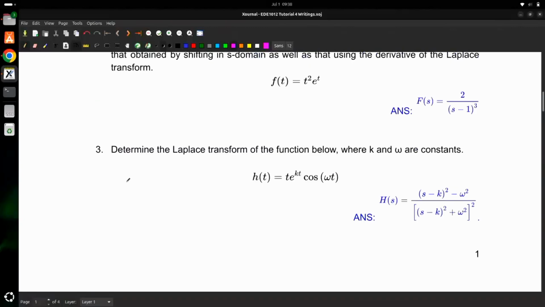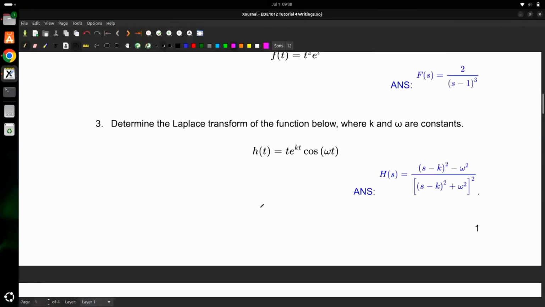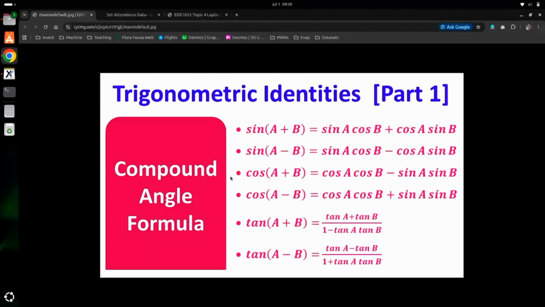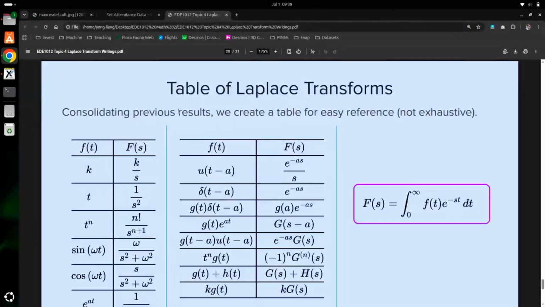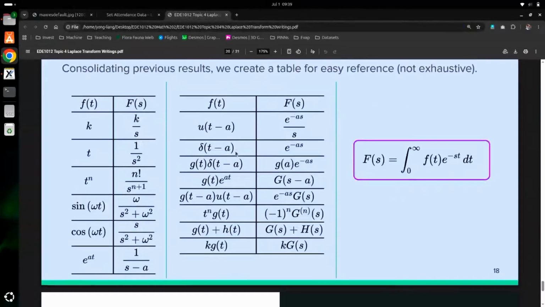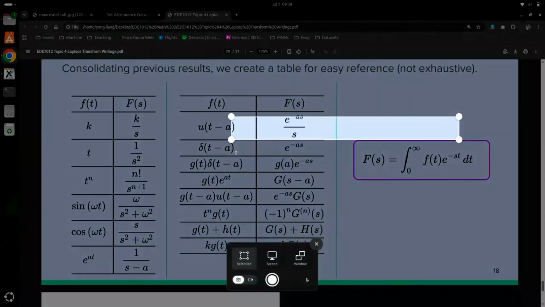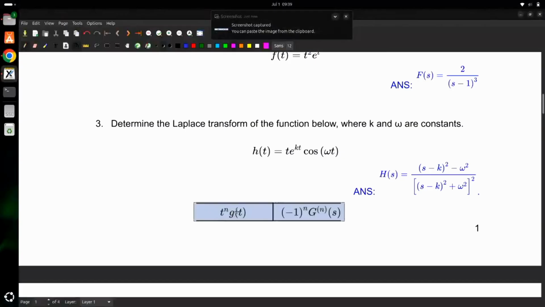So DIY. Number 3 is to find the Laplace transform function of this complicated looking expression. Do I need to go through? Yeah, so if you look at this expression, you got t, you got exponential, you got cosine. So it's really up to you whether you want to do the derivative property because there's a t there, right? So if you look at the Laplace transform table, let me get the Laplace transform table. So the t property or the derivative property is for this guy. Can you see this guy?